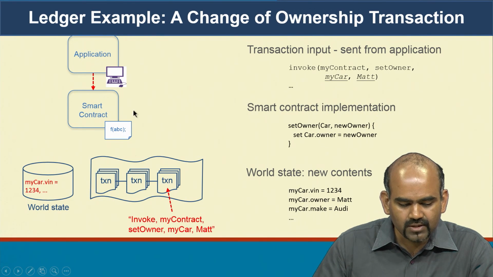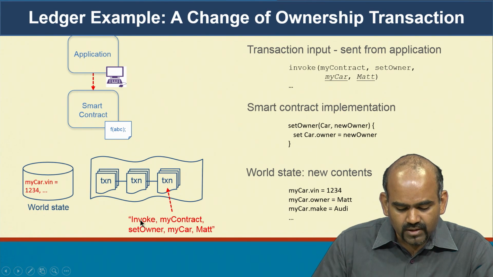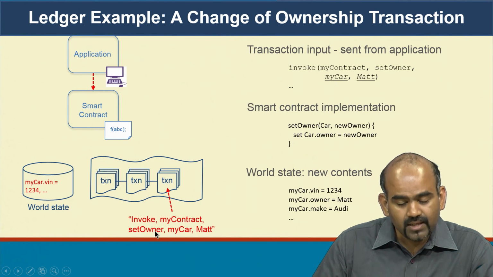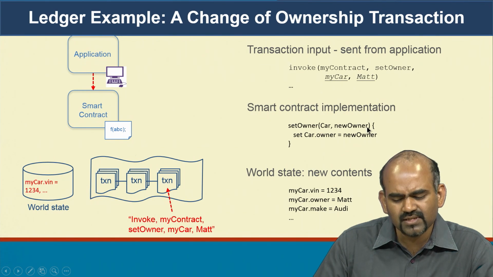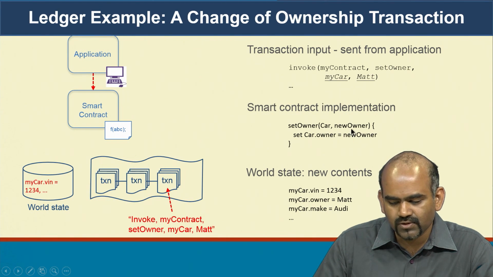So here is a smart contract. Here's a smart contract that takes as input, let's say, a particular owner. We are going to take a car, for example, and we are going to set the owner of that car to Matt. Right? So there is a set owner function. So this is a very simple smart contract function. All it does is it sets the owner of the car to a new person. So the new person in this particular example is going to be Matt.